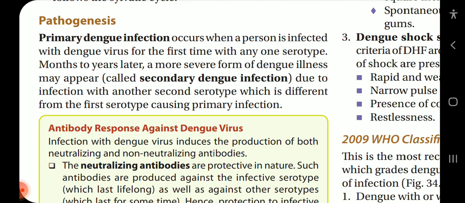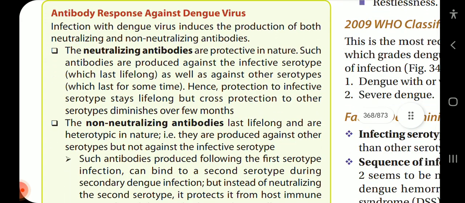Antibody response against dengue virus. Infection with dengue virus induces the production of both neutralizing and non-neutralizing antibodies. The neutralizing antibodies are protective in nature. Such antibodies are produced against the infective serotype, which lasts lifelong, as well as against other serotypes, which lasts for some time. Hence, protection to the infective serotype stays lifelong, but cross-protection to other serotypes diminishes over a few months.